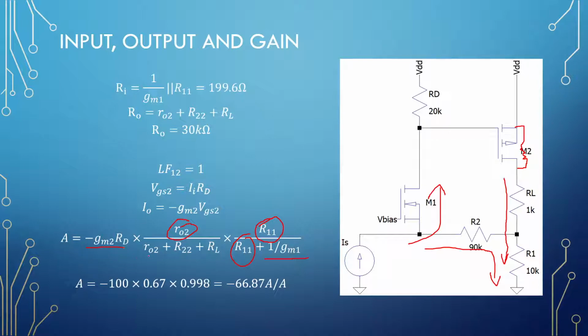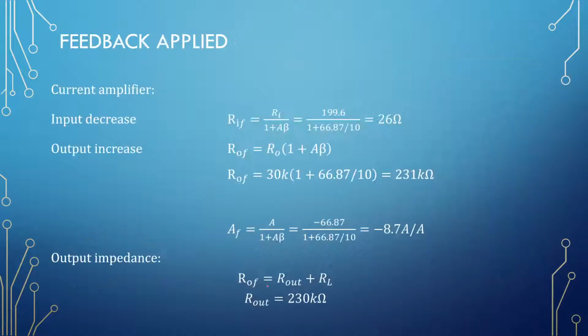So minus 100 times output loading factor times input loading factor, the total is minus 66.87 amps per amps. Right, so this value should decrease, this value should increase, and our gain should settle to something close to minus 10. So decreasing our input impedance gives us 26 ohms. Increasing our output impedance gives us 231 kilo ohms, and our gain finally would be minus 8.7 amps per amps.